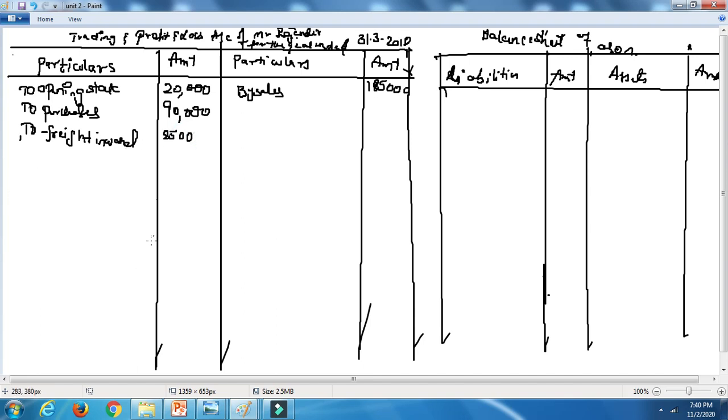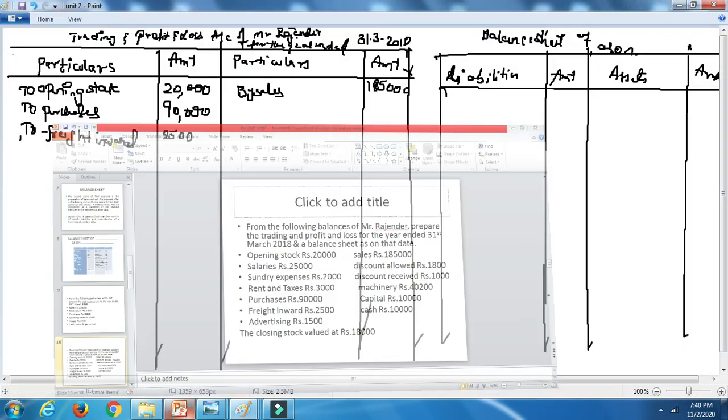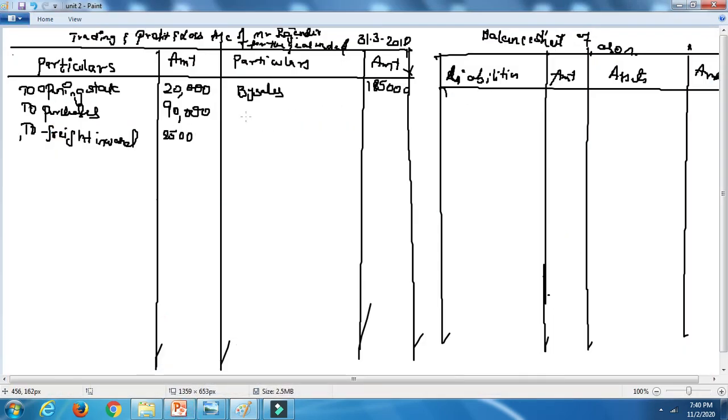What's another item of trading account? We have taken all the items: freight inward, purchases, opening stock, sales, and closing stock. I said it will come twice. Once on the trading credit side, the other is on the asset side of the balance sheet. So let's take that down. By closing stock, the amount is 18,000. If you total both the sides, all the items of trading account are over.